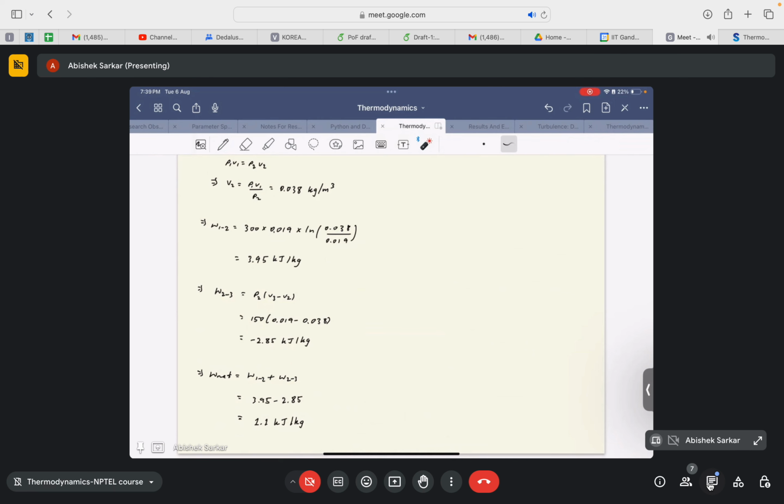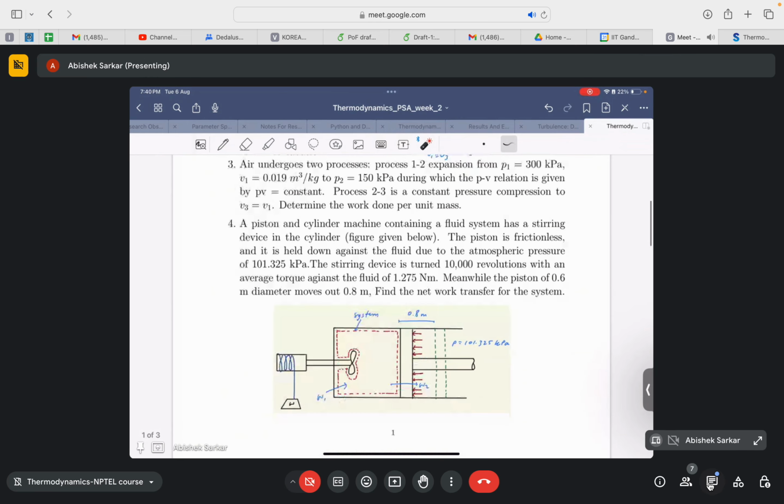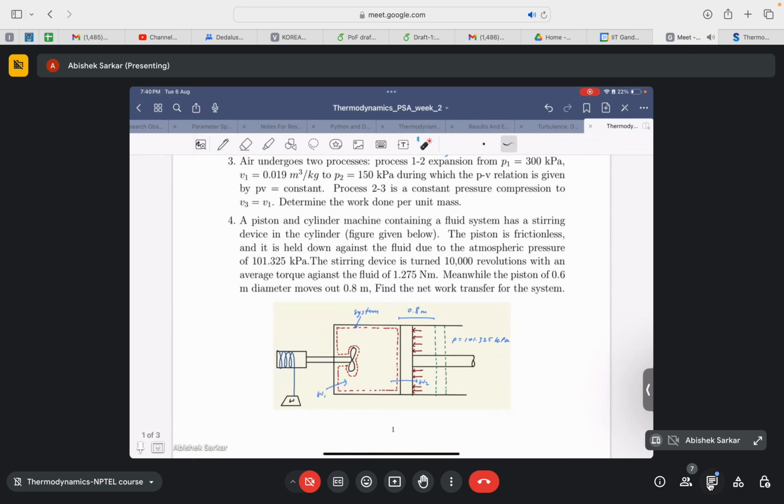It's a very simple problem, but it's important to know as an introduction to thermodynamics and the various problems that we will eventually deal with. So the next question is again a bit more lengthy, so we can go through it once.